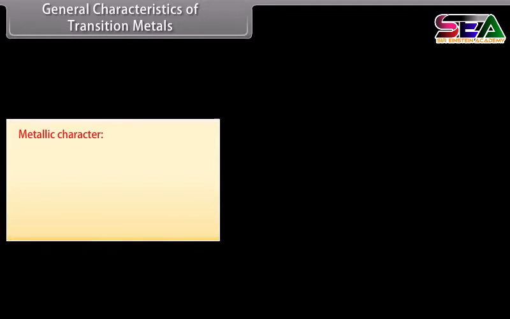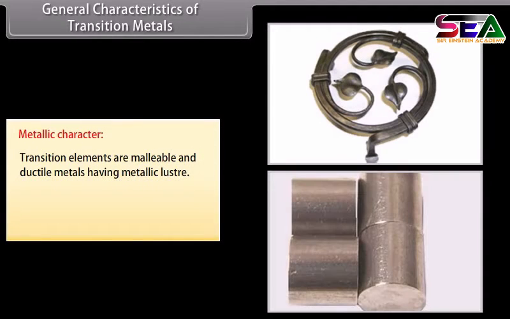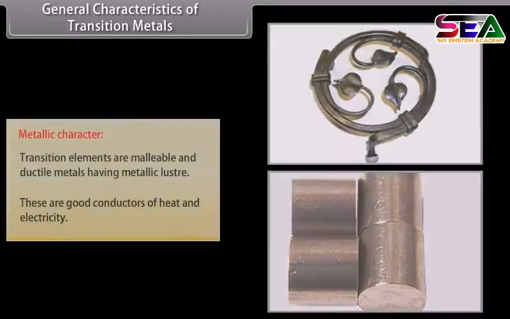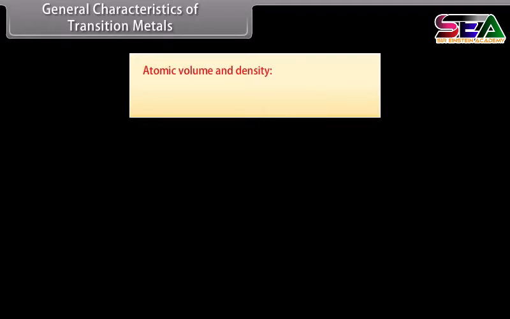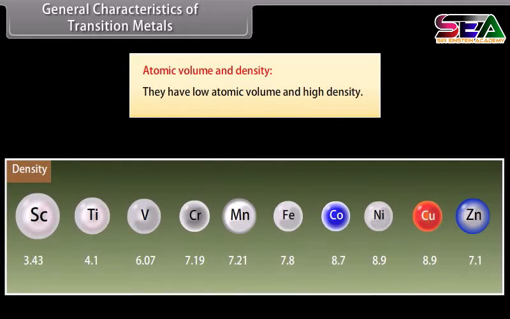General characteristics of transition metals. Metallic character. Transition elements are malleable and ductile metals having metallic luster. These are good conductors of heat and electricity. Except mercury, all are solids. Atomic volume and density. They have low atomic volume and high density.